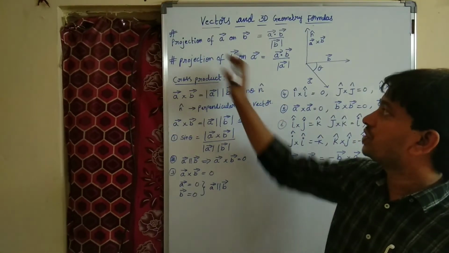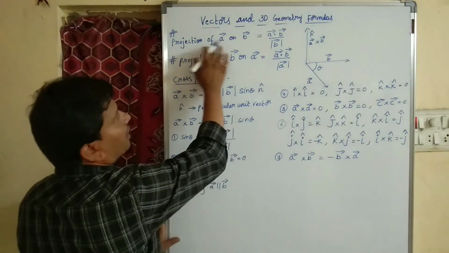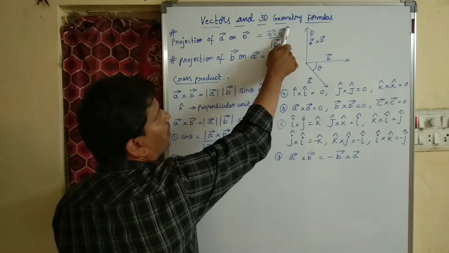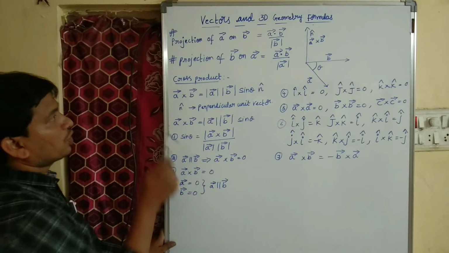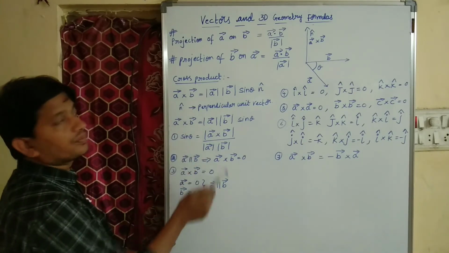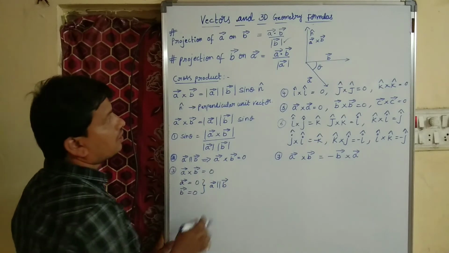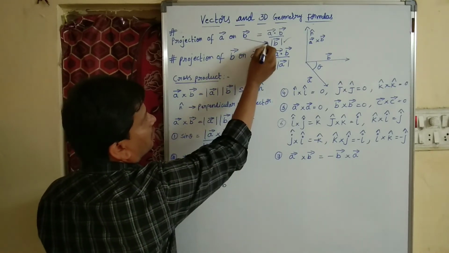Now projection of a on b. Projection of a on b equals a·b by modulo of b. Coming to projection of b on a. A on b means you will get modulo of b in the denominator. B on a means you will get modulo of a in the denominator.